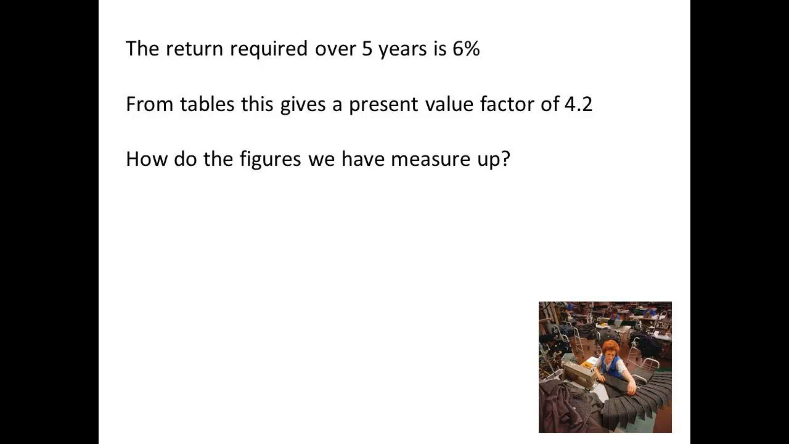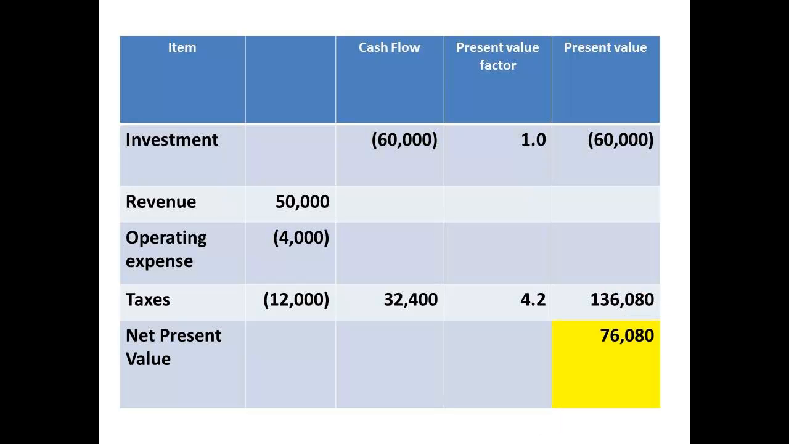Let us see how figures now measure up to the required rate of return. The investment of $60,000 has a present value factor of 1, so the present value is $60,000. The revenue less operating expenses and taxes is $32,400. Multiply this by 4.2 as the present value factor gives $136,080 and a net present value of $76,080. A rather healthy return.